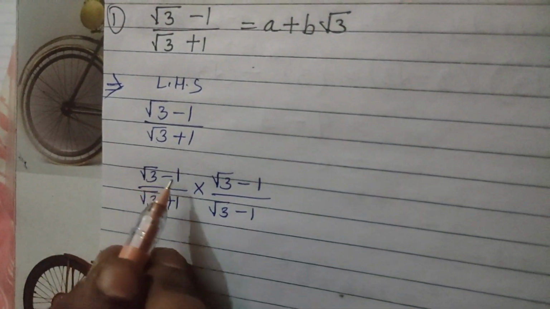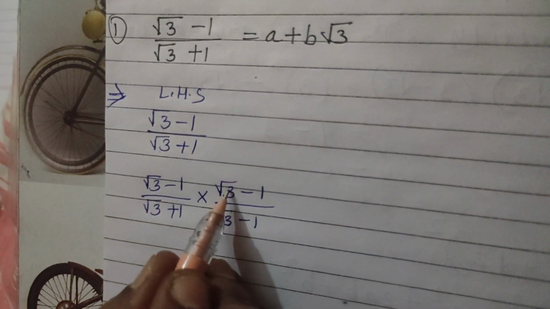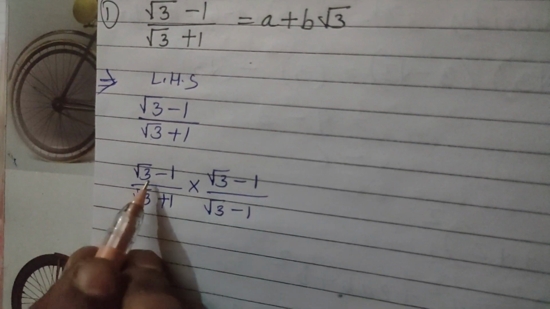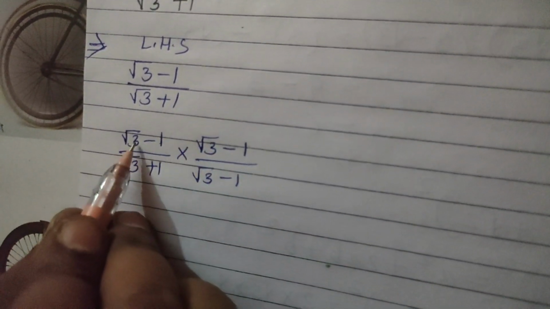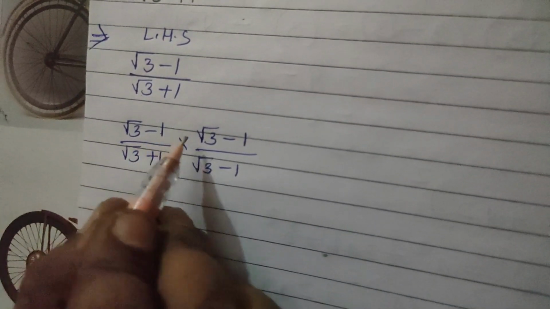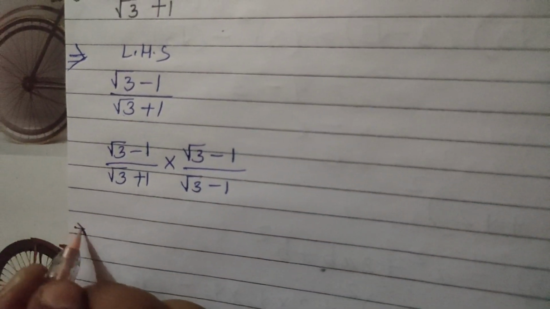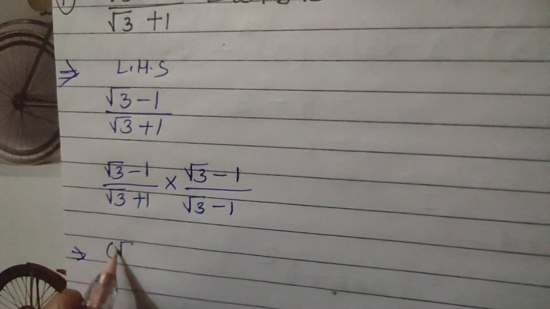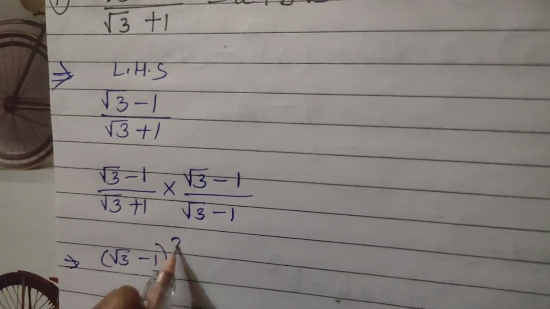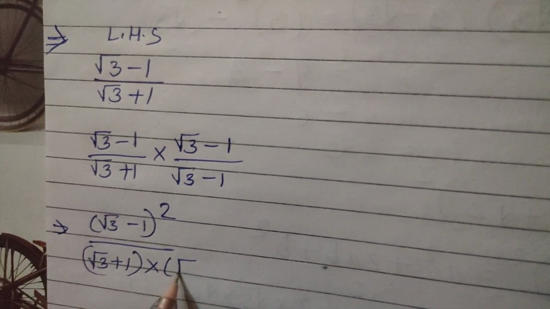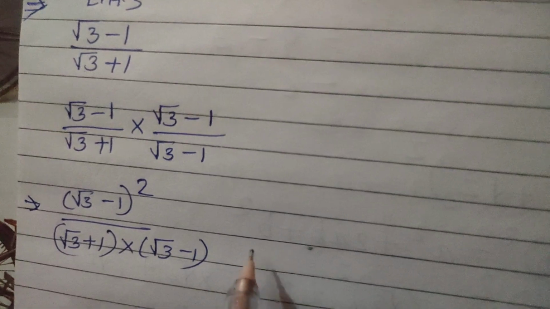Now see here, the root 3 minus 1 terms are the same, root 3 and 1, with a minus sign. So if you multiply root 3 minus 1 with the same binomial, it will become root 3 minus 1 whole square, and the denominator we write as it is, root 3 plus 1 multiplied with root 3 minus 1.